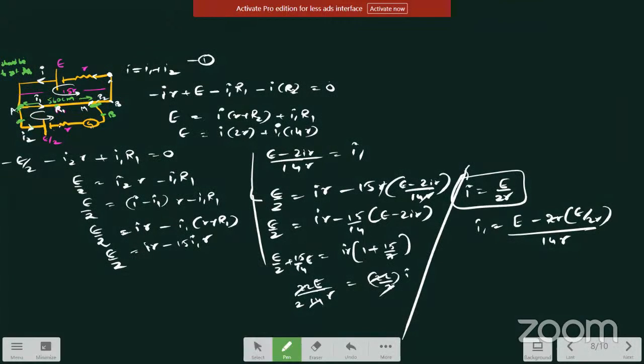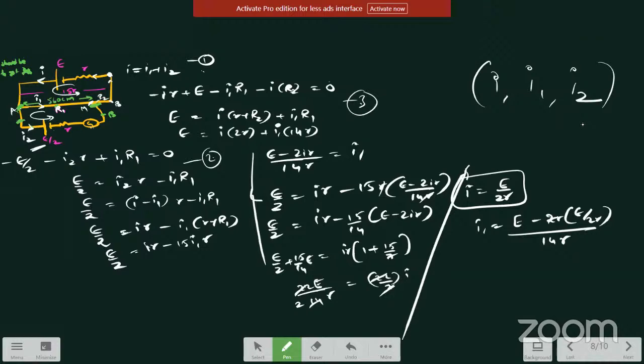See, we are having two equations, the KVL equation. This is one, this is two, and this is three. Solving one, two, and three, you will get I, you will get I1, you will get I2, and we have to find I2. That is the only thing we have to find. Got it? Every one of you?